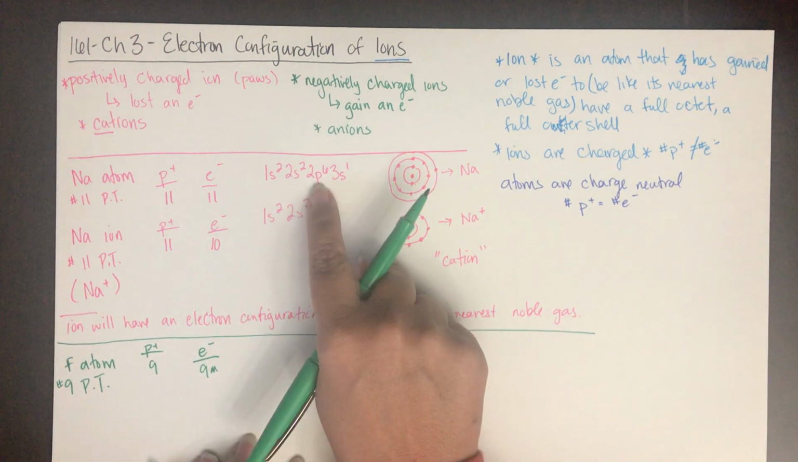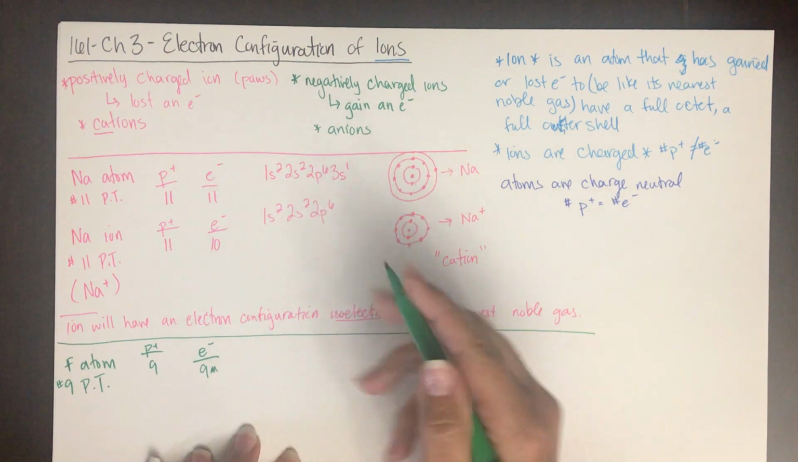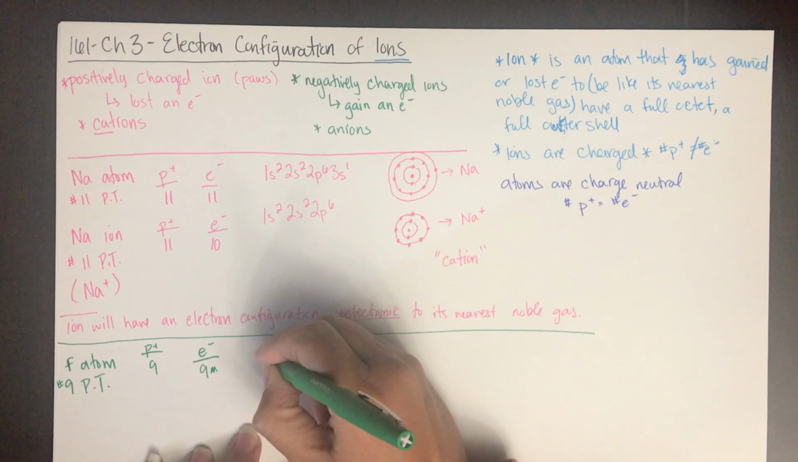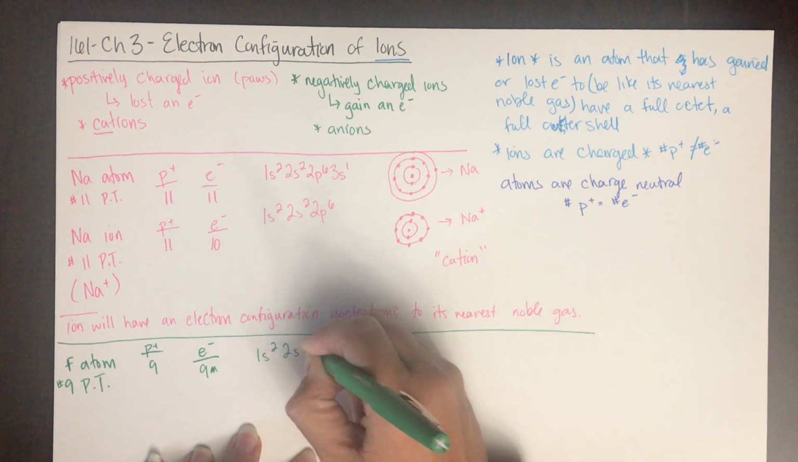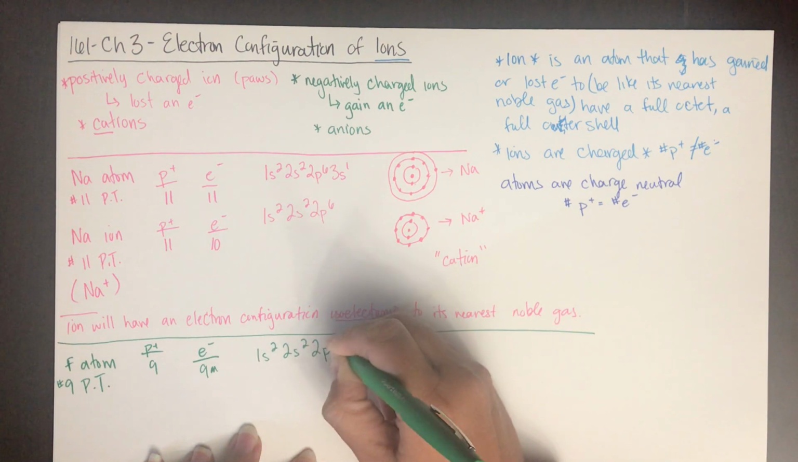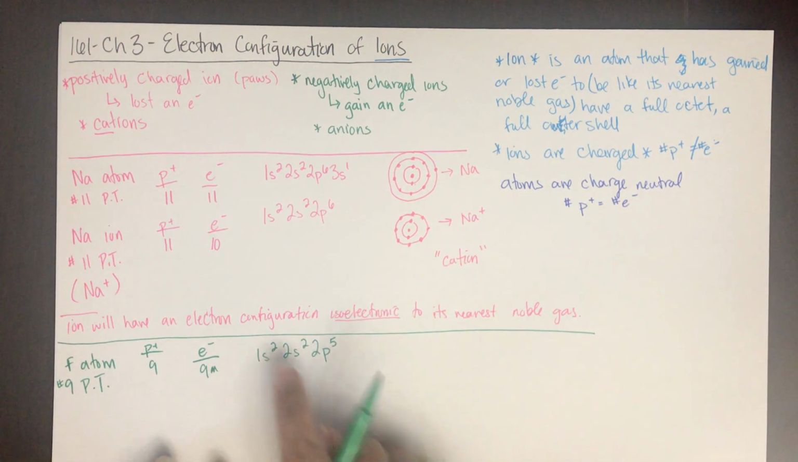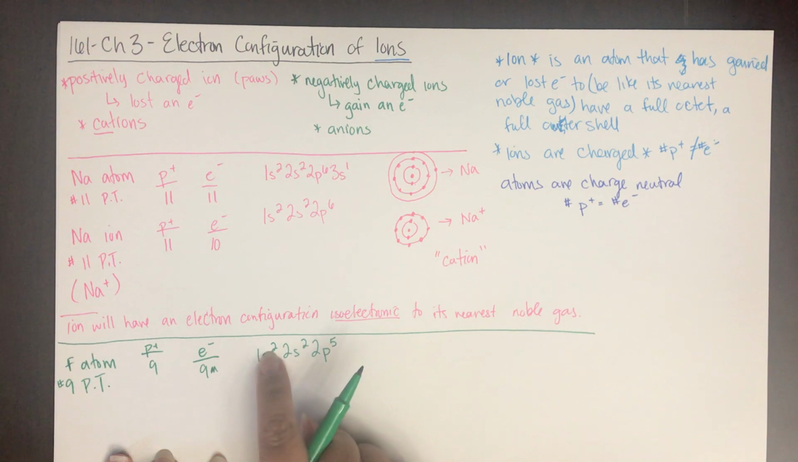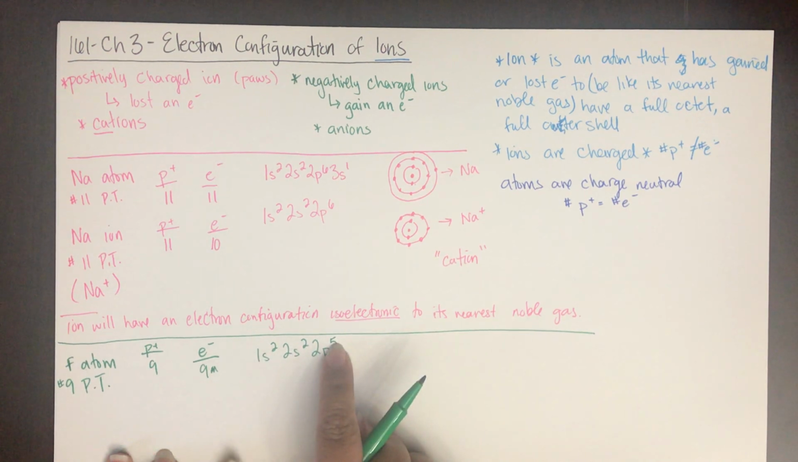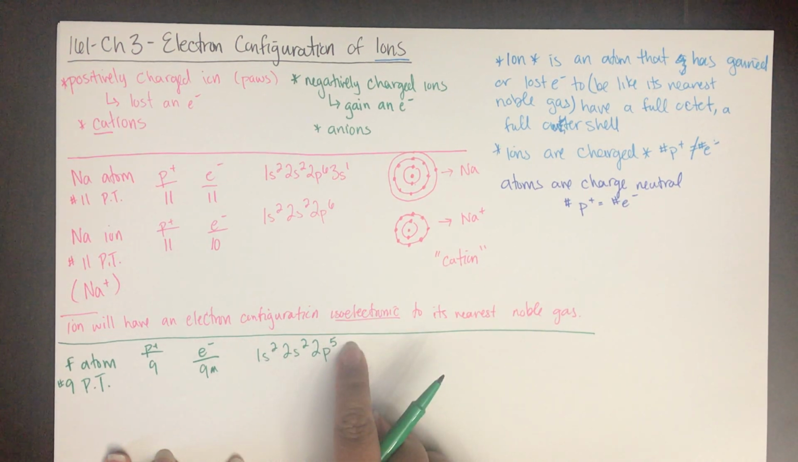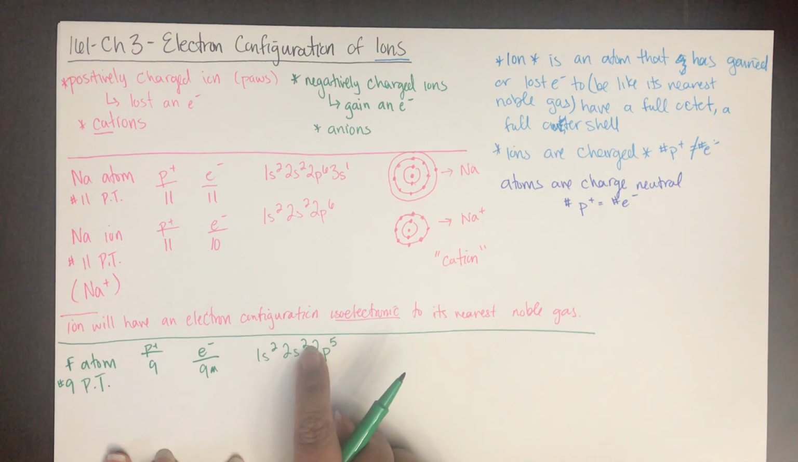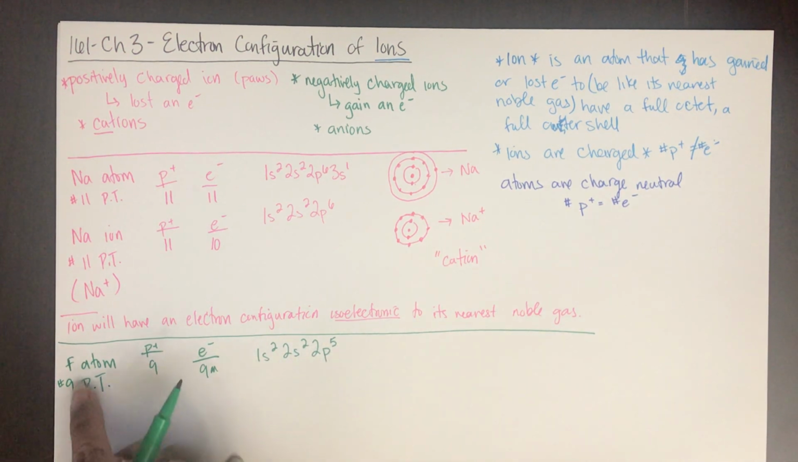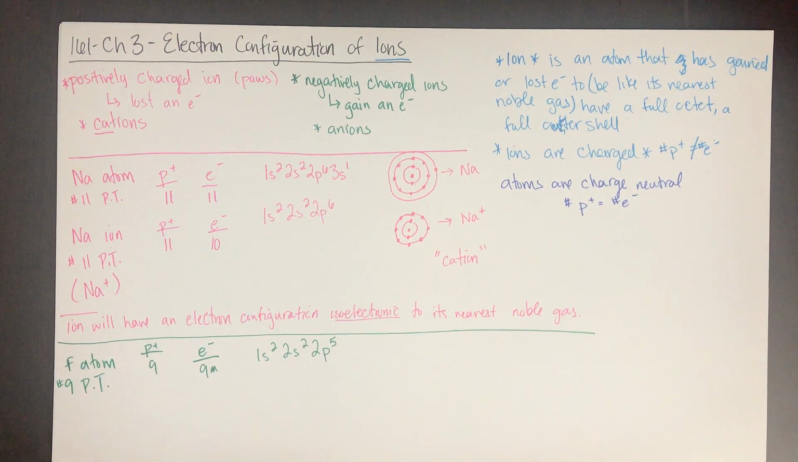So let's write the electron configuration. 1s2, 2s2, 2p5. So these are the 9 electrons. So remember, all of these superscripts, these exponent looking things, would add up to the number of total electrons. 2 plus 2 is 4 plus 5 is 9. So these are where the 9 electrons are for the fluorine atom.